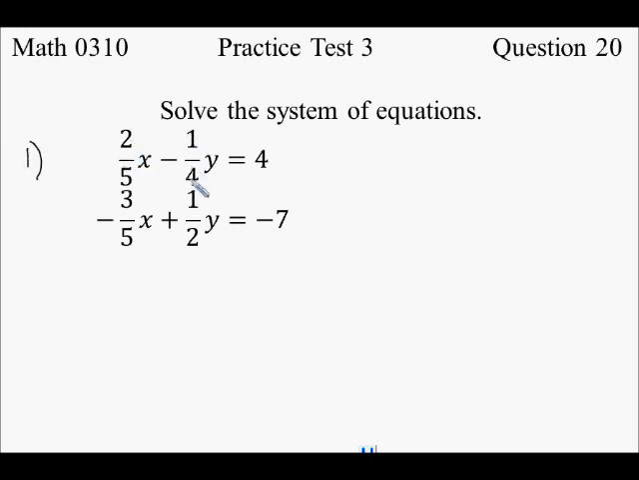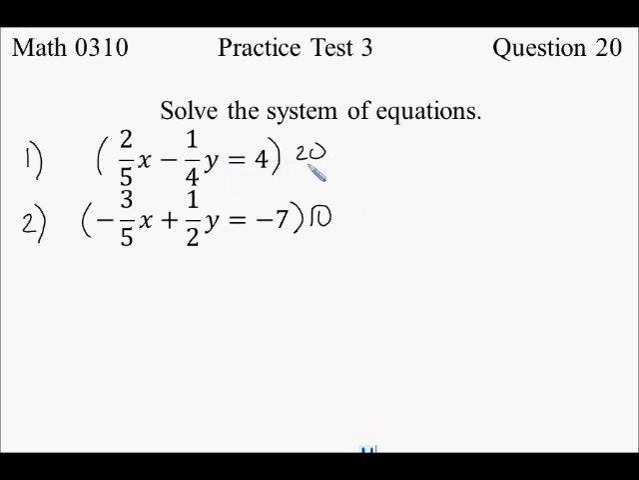We have 2/5 and 1/4 are our fractions, so we look at the denominators and we say, well, we want to multiply by the least common multiple of the denominators. Denominators 5 and 4, the least common multiple would be 20, so we want to multiply that equation by 20. Second equation, we have denominators 5 and 2, and the least common multiple of 5 and 2 is 10, so we'll multiply equation 2 by 10.